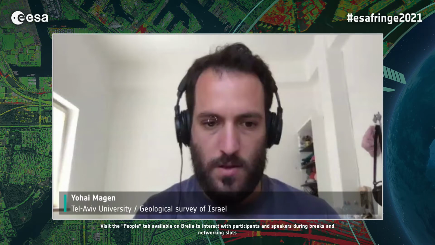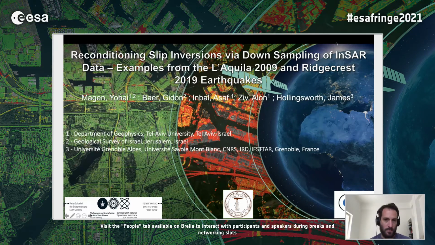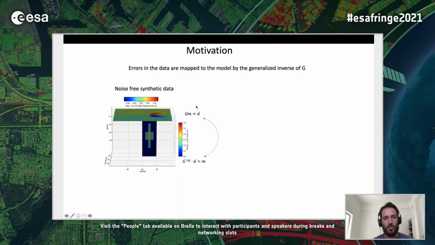Okay, so I'm going to propose a new approach to increasing the stability of the inversion problem, or decreasing the effects of errors in the data on the inversion problem. This will be done via reconditioning of the slip inversion, and I will show two case studies, one of the L'Aquila, Italy 2009 earthquake, and the second, the 2019 Ridgecrest, California earthquake pair. So we will start with some motivation.